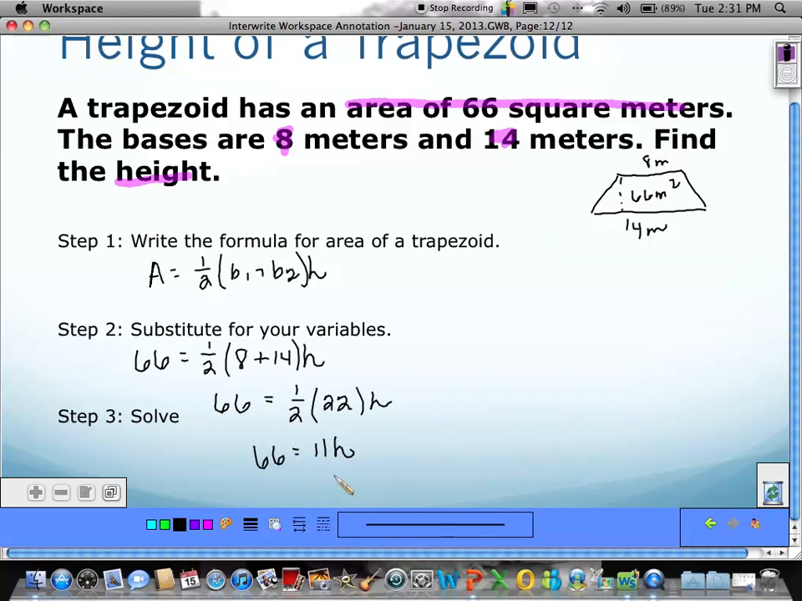Now I need to solve for h. So I'm going to divide both sides by 11. And so my height equals 6 meters.